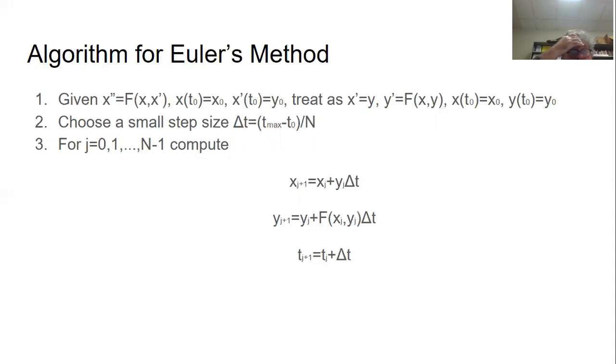For j equals 0, 1 through to n minus 1, we let the new x be the old x plus its derivative times the step size. The derivative, of course, being just y. The new y is the old y plus its derivative times the step size, and its derivative, of course, is f of x, y. And then the new time is the old time plus the step size. Very easy to implement.